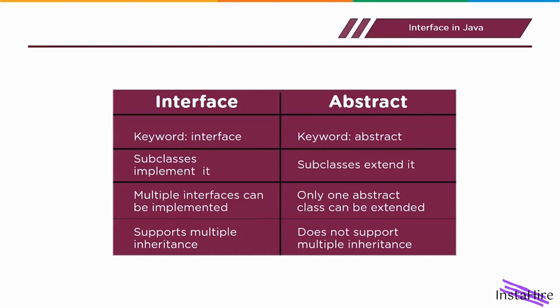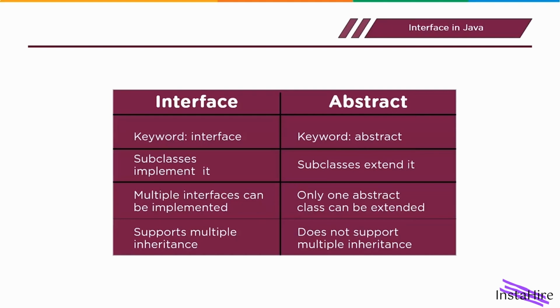So just assume that you have multiple interfaces, for example, 3 interfaces. If you wanted to implement all the 3 interfaces into one class, you can do that. But on the other hand, in an abstract class, only one abstract class can be extended at one particular stage. And the final difference between the both is interface supports multiple inheritance. That is, it resolves the major issue related to the diamond problem. And on the other hand, abstract classes cannot support multiple inheritance.